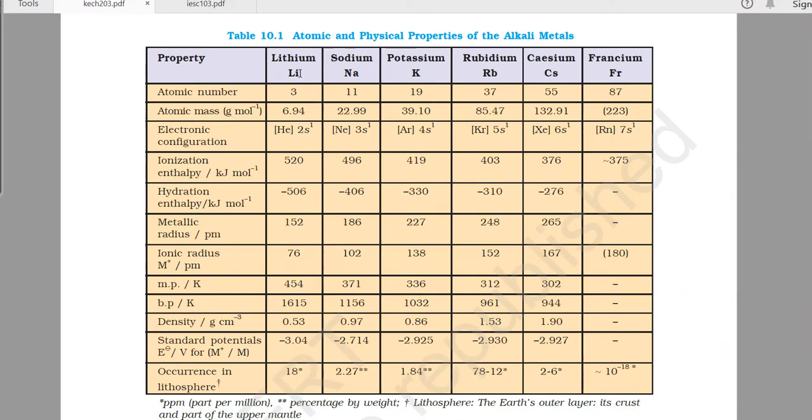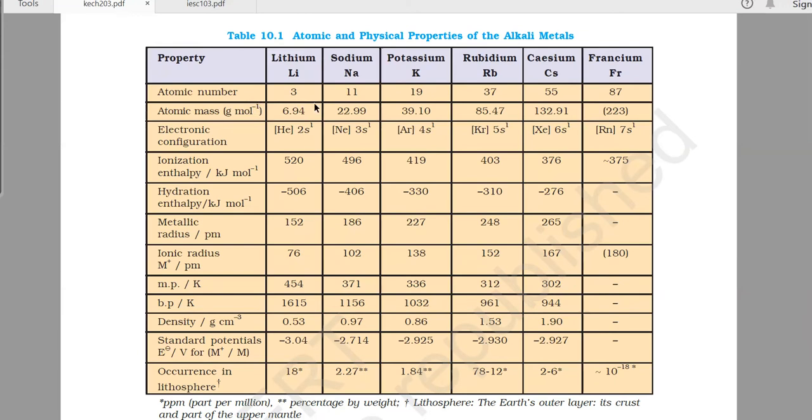Okay, let's have some introduction to the elements, different properties which are related out here. So first here is the atomic number. Atomic number I have discussed with you previously only, that they are having atomic number as 3 for lithium, 11 for sodium, 19 for potassium, 37 for rubidium, cesium 55, and francium 87.